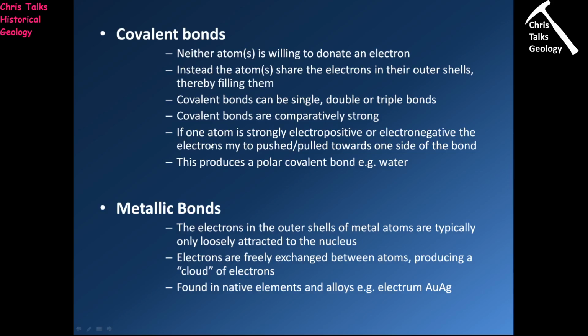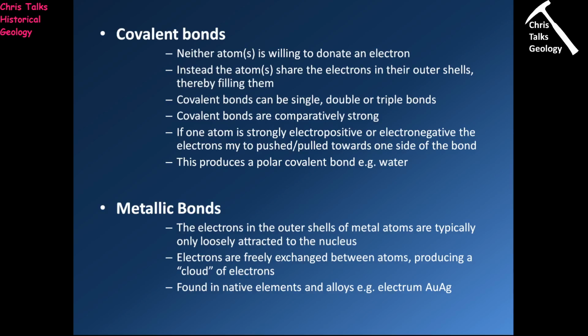So if one of the atoms has what's called a strongly electropositive or electronegative nature, it will cause the electrons to be pushed or pulled towards one end of the bond. Now I'm going to leave that statement for now, and in the next slide you're going to see what I mean in the form of some diagrams. It's going to make it a lot clearer than me trying to explain it. And when you have this situation where you have one atom that's very electropositive and one that's very electronegative, it will produce what's referred to as a polar covalent bond. So the electrons will stay at one end of the bond longer than they'll be at the other end.